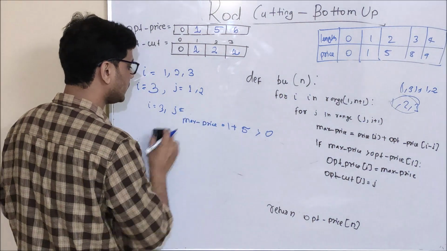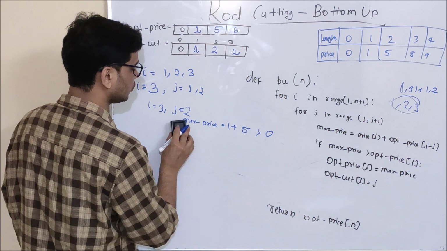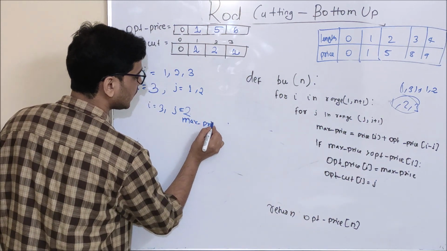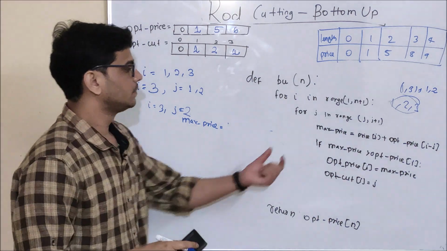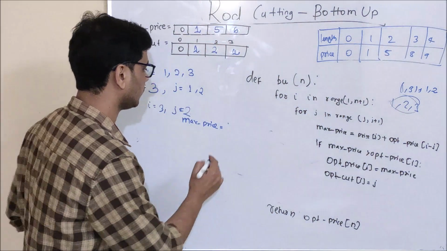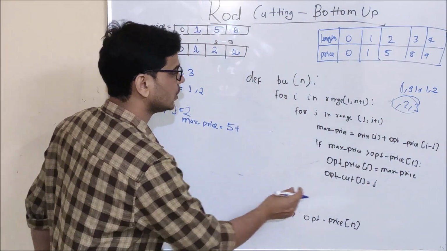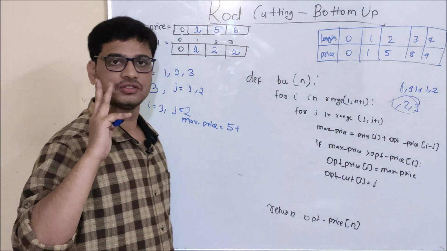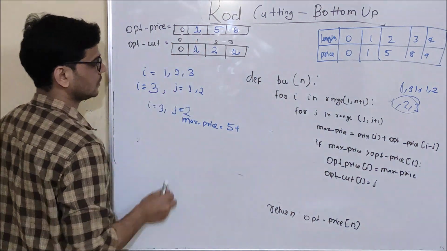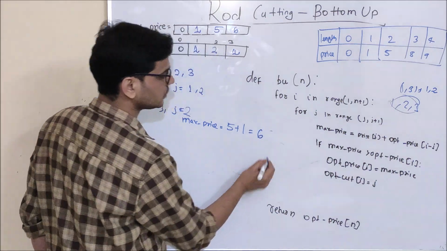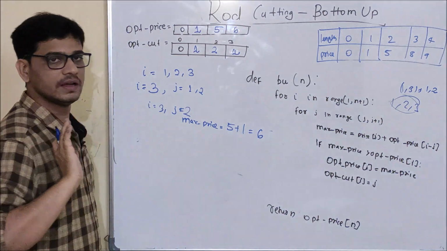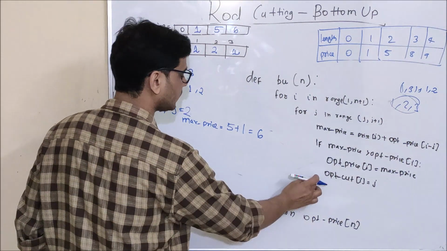Now what is going to happen? j will become 2. Okay, and again we are going to find this max price. And what will be the max price? Price of 2 as a 2 meter cut. So price of 2 is 5. 5 plus opt price of 3 minus 2. And what is 3 minus 2? 1. So it is 1 and it is equal to 6. See, max price is 6 and here we have 6. So it is not greater. These two lines will not execute.